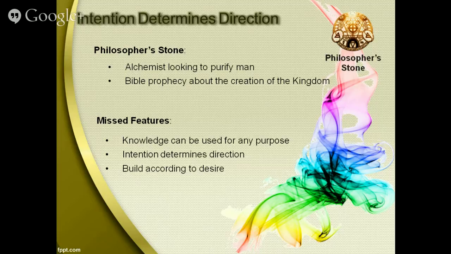This reminds me of a biblical scripture that talks about how we build according to what's in our heart. What's in our heart is our intention. It's our hidden agenda, the motivation of why we're doing whatever it is that we're doing. And so the important thing to come away with is, why were the alchemists looking for this philosopher's stone? What were they planning on doing with it?